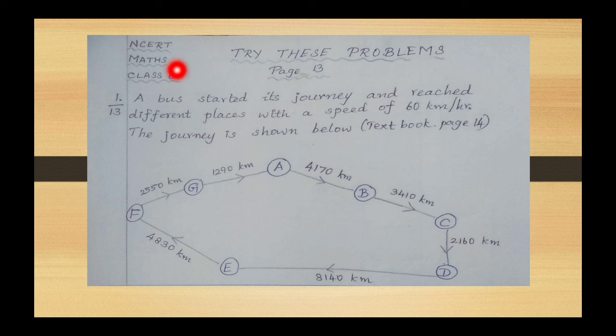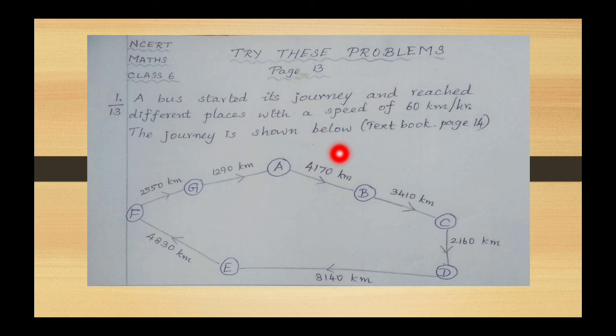NCERT Maths Class 6. Try these problems, page number 13. A bus started its journey and reached different places with a speed of 60 km per hour, which means time taken by the bus to reach 60 kilometers is equal to 1 hour. Okay. The journey is shown below.